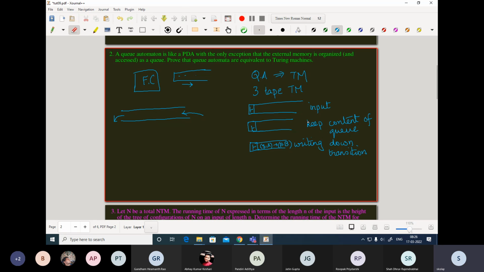Oh, sorry, just one mistake. This is going to be of this form: Q A A goes to some P beta, let's say. How will you simulate this?